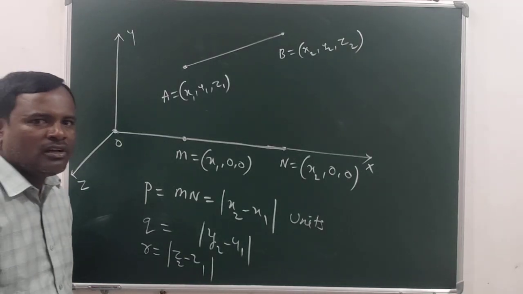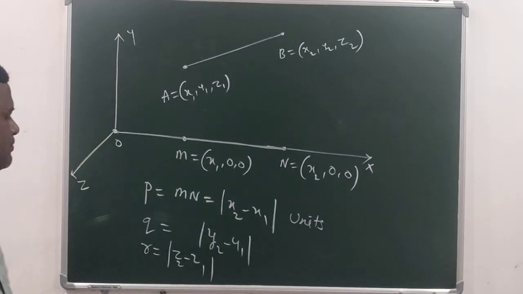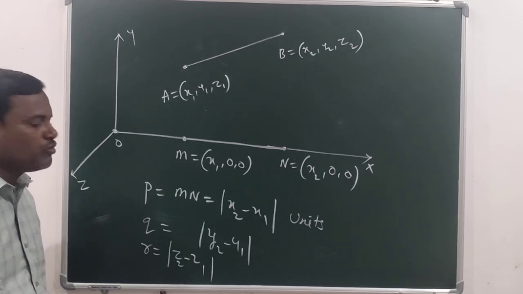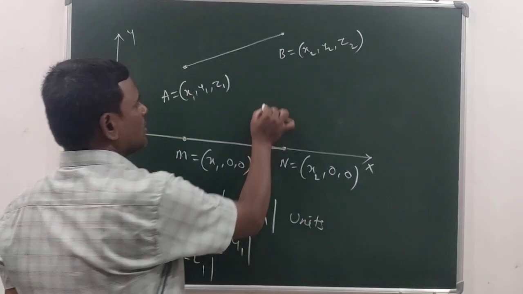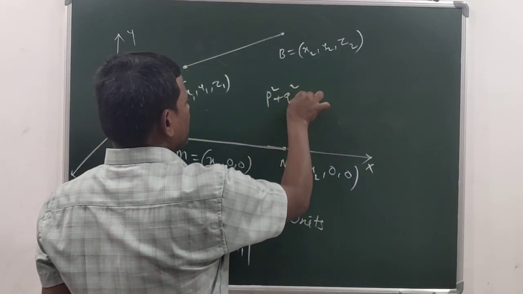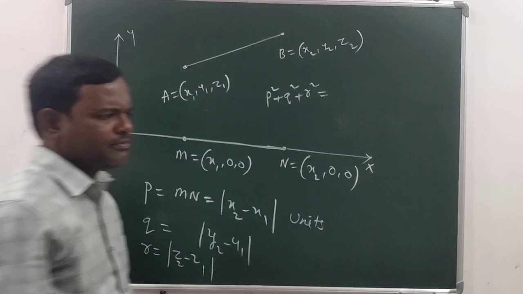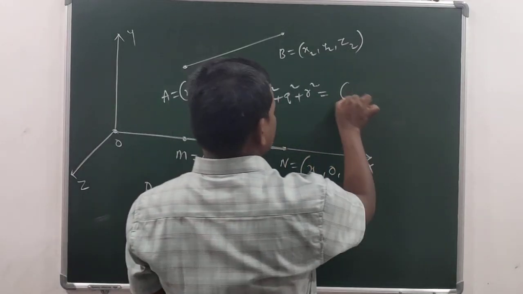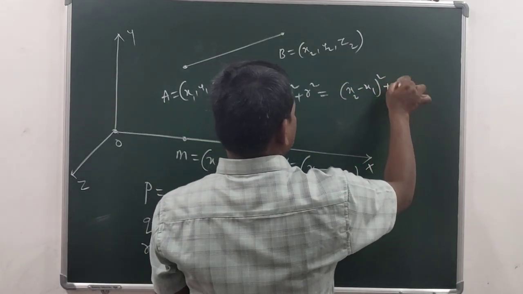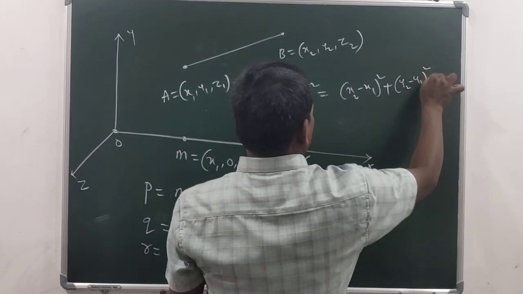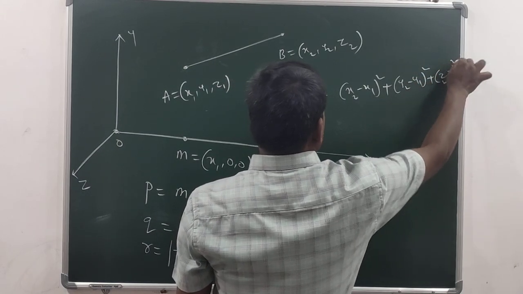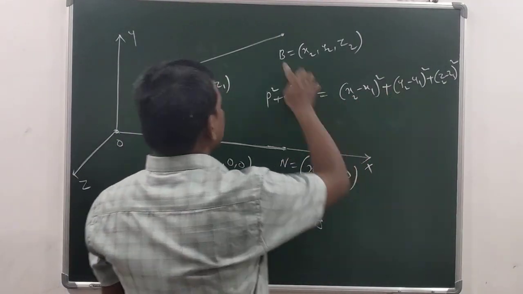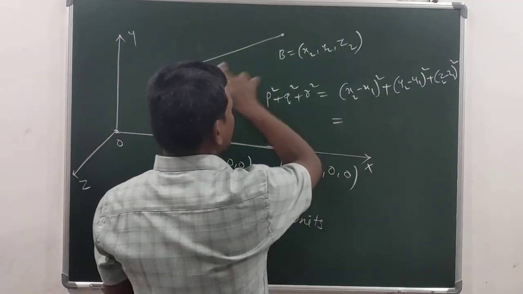Okay, students? Right? Now, measure this P square plus Q square plus R square. What do you get, students? See here, x2 minus x1 whole square plus y2 minus y1 whole square plus z2 minus z1 whole square. What is this? The square of the distance between these two points, AB square.